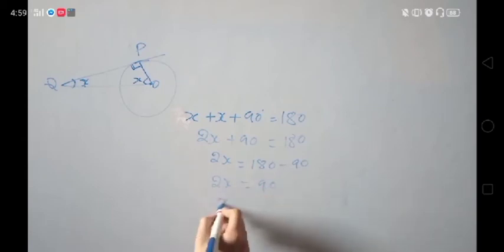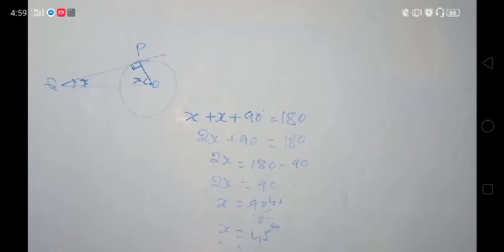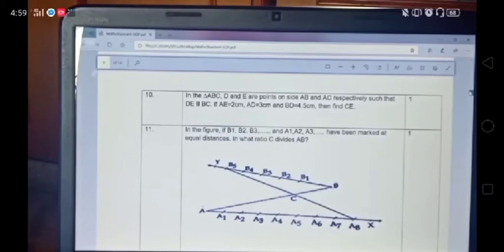x is equal to 90 upon 2. Two nines are 18, so x is equal to 45 degrees. So the angle OQP or QOP is 45 degrees. We have to find any one angle because both angles are equal. Next, we come to the 10th question.